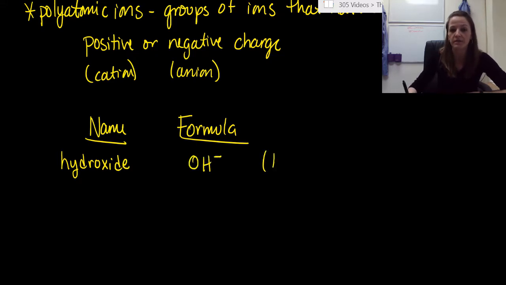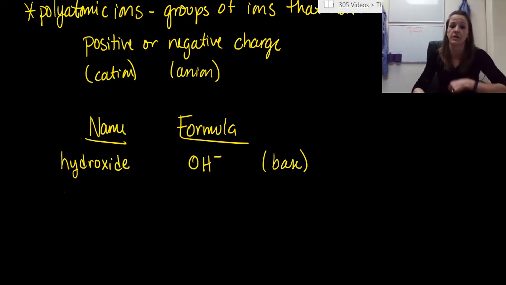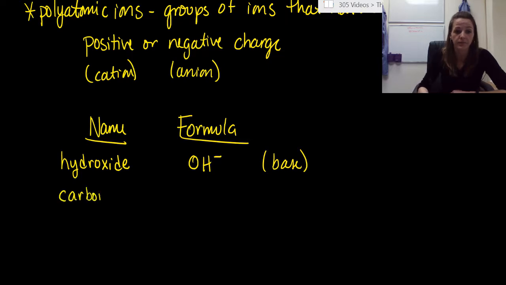This one we're going to see in the near future because an OH minus always indicates that we have a base, an acid-base terminology. But don't worry about that yet. I just want to give you a little hint of where we're going. So anytime you see the ions OH minus together, that polyatomic ion, you're going to call it a hydroxide from here on out. Now the next one would be a carbonate. Carbonate is CO3 2 minus.